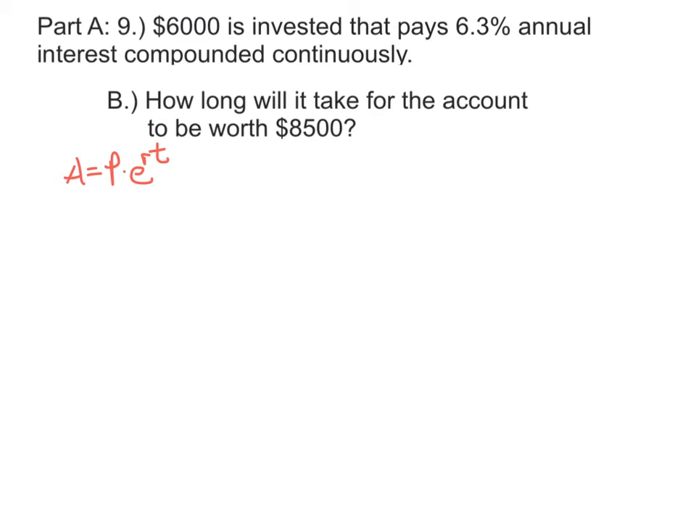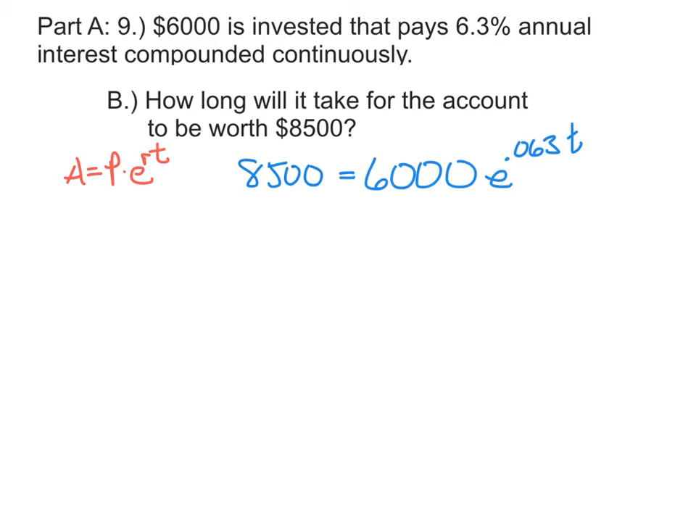Since $6,000 is the initial investment, that's the principal times e to the interest rate, 6.3%. Again, use 0.063. Now we want to know how long it will take for the account to reach a value of 8,500. So the 8,500 goes on the left side, and we need to solve this equation for t. Now it's not going to be as easy as just plugging numbers into the calculator this time.